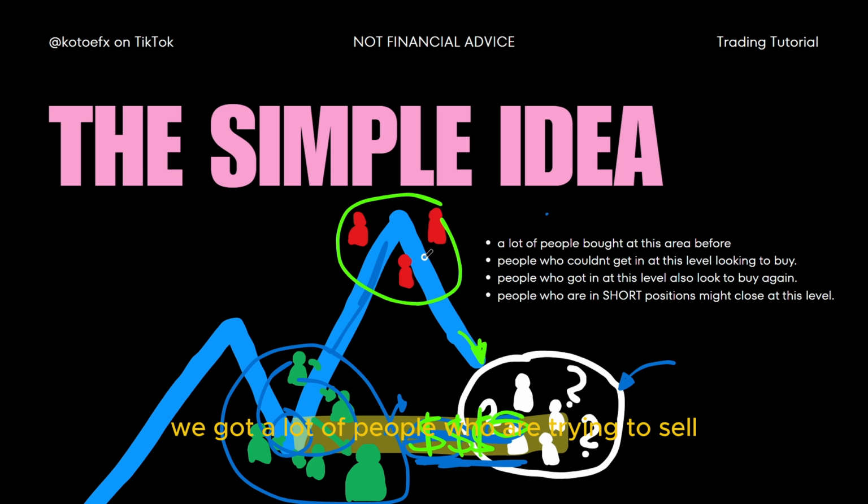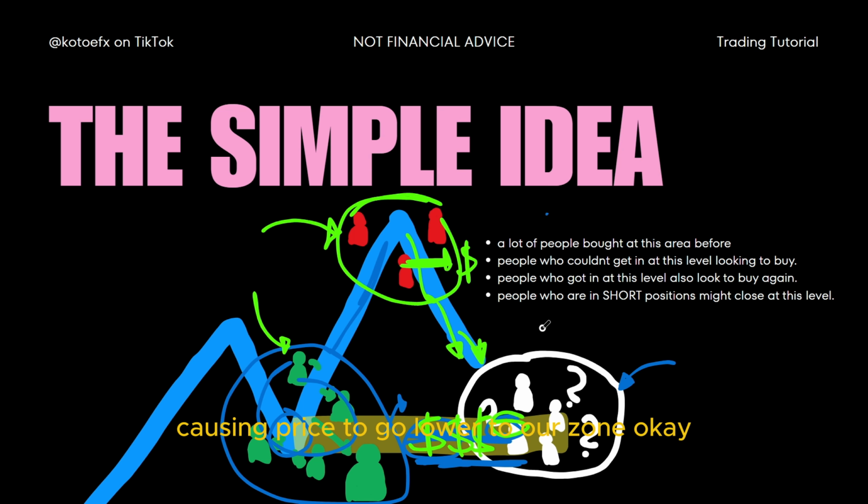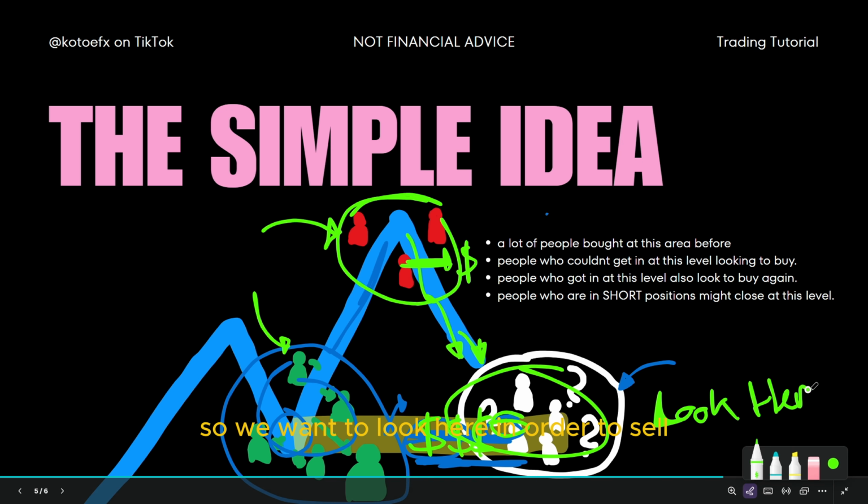Also, as you can see, we got a lot of people who are trying to sell at the top of the move. People who got into this move earlier could go out as we reach higher prices, right? Obviously, they want to make a profit, so they sell their positions. And when people see that the market is falling down, they are most likely to sell pretty much as well, okay? So a lot of selling momentum coming in at the top here, causing price to go lower to our zone, okay? And this is where we really want to look in and try to buy the market.